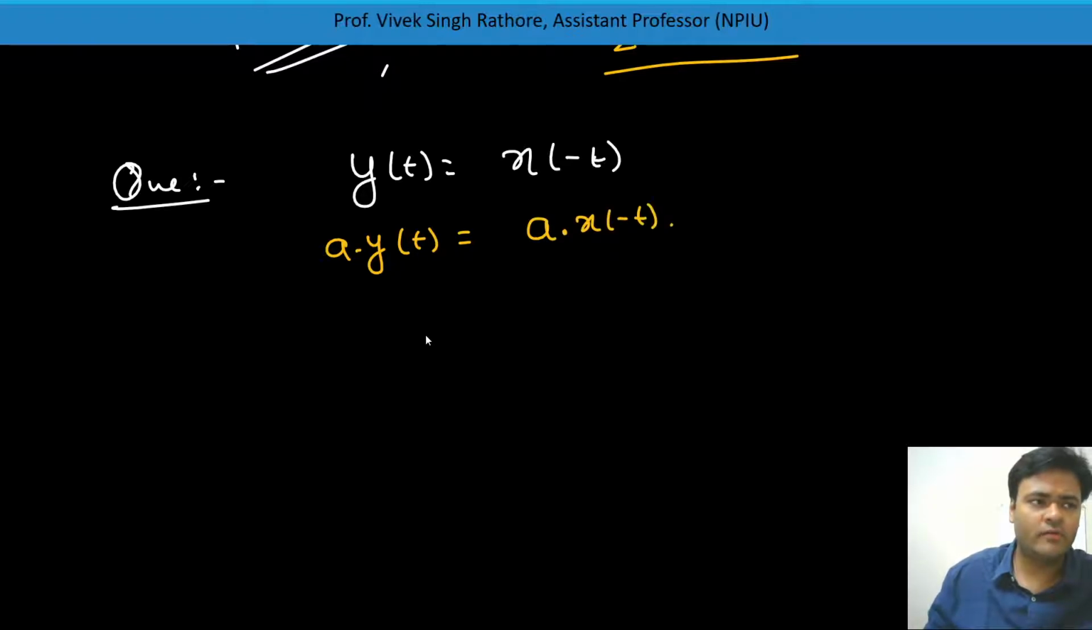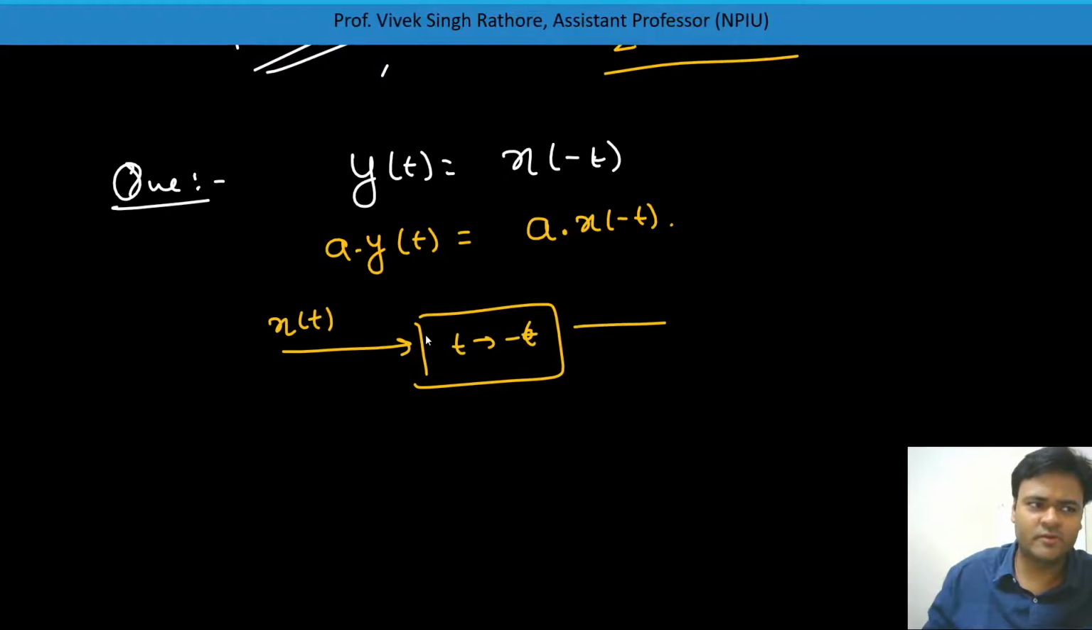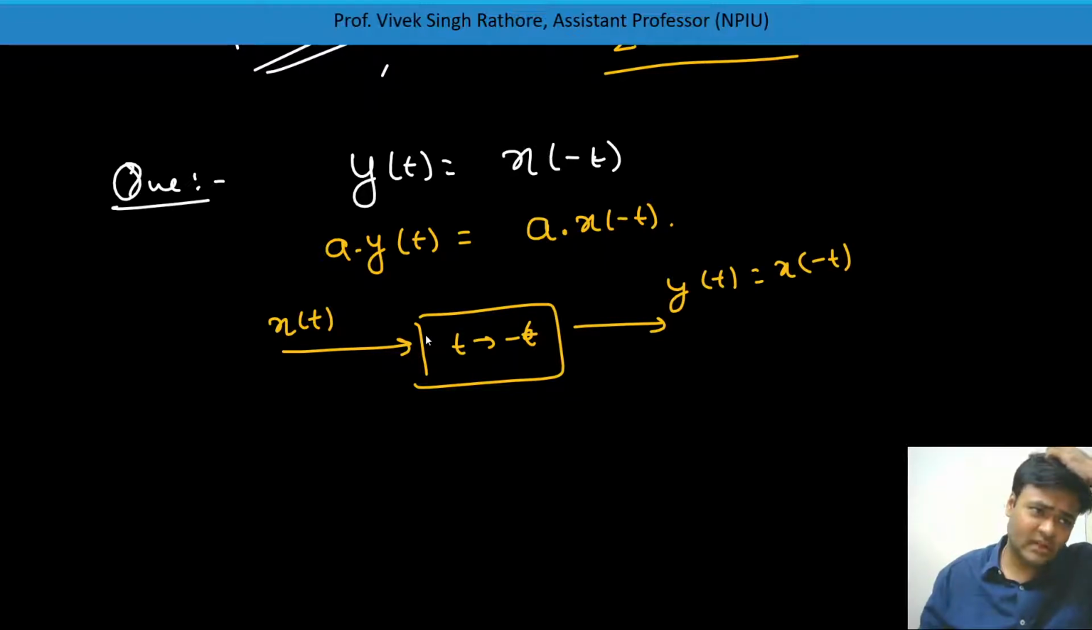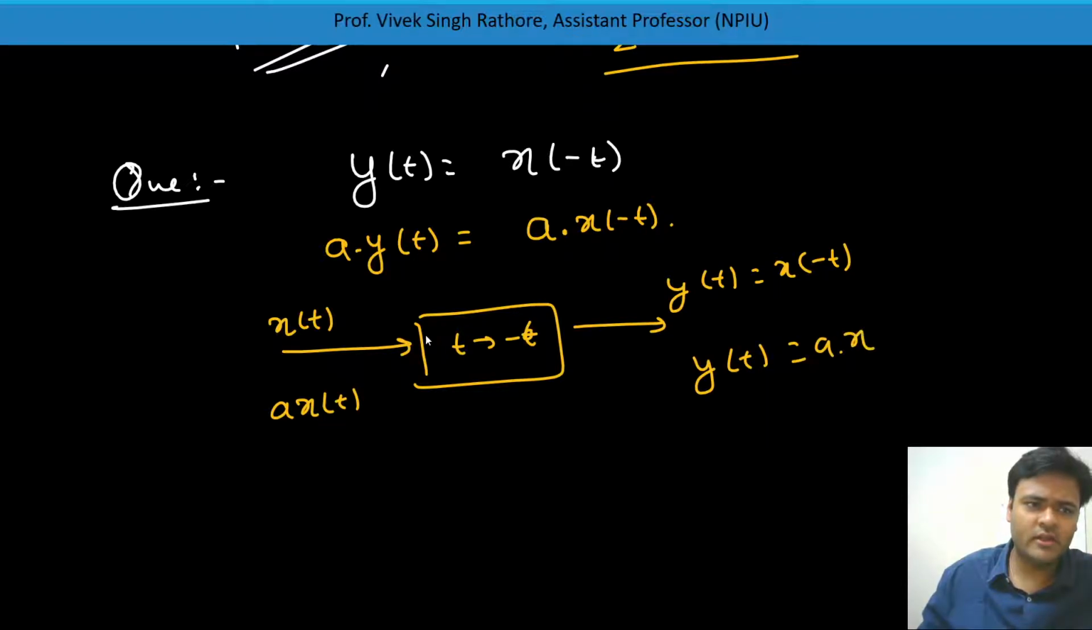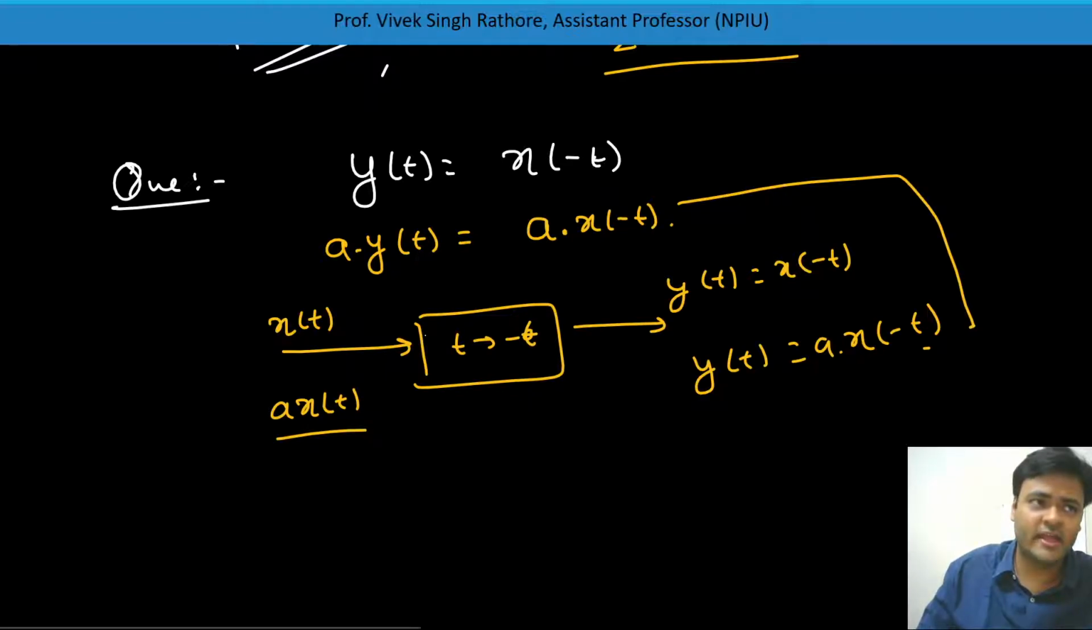Okay, now we'll give a into x(t). See, let's suppose this system is there, and what it is doing is just replacing t with minus t. So we are getting y(t) is equal to x of minus t. Now we'll give the input as a into x(t). The output will be a into x of minus t. So a into y(t) and the output for a x(t) should be the same. It is exactly equal, so it is satisfying the homogeneity principle.